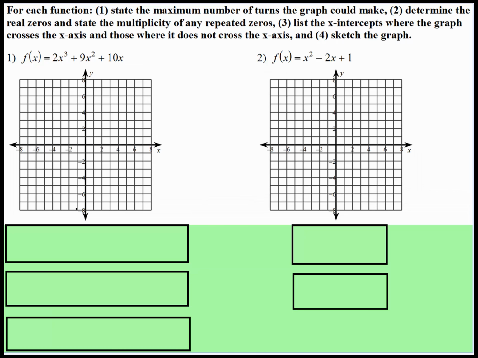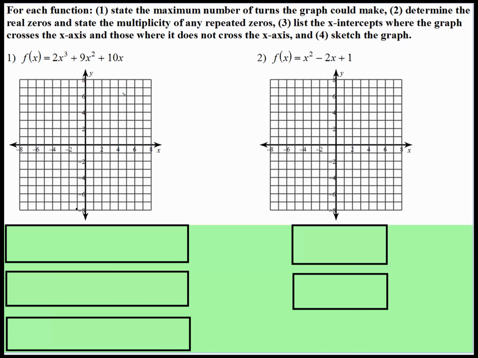All right, the next thing you have to do is determine the real zeros. That means you have to factor this or use synthetic division to figure out where the graph touches the x-axis. All right, so that's what it means, find the real zeros. And you could use the theorems that we used last week. That would be one way to do that. List the x-intercepts where the graph crosses.